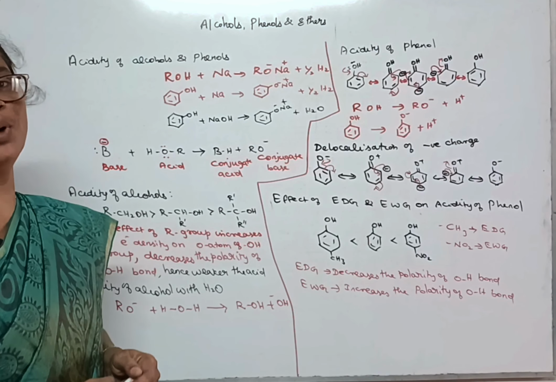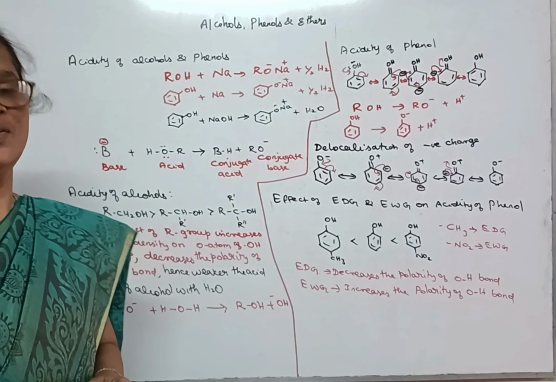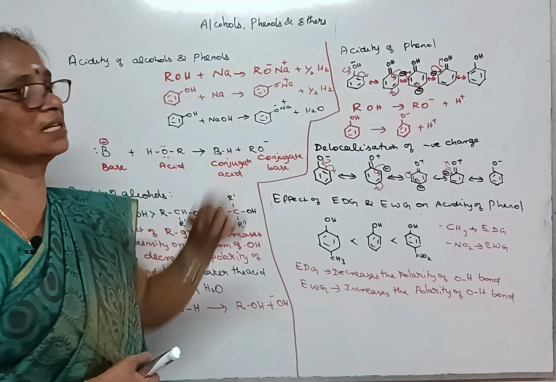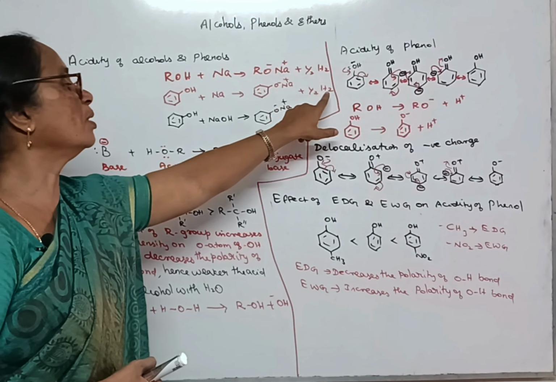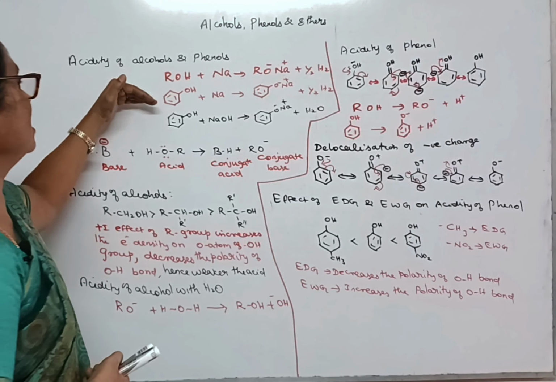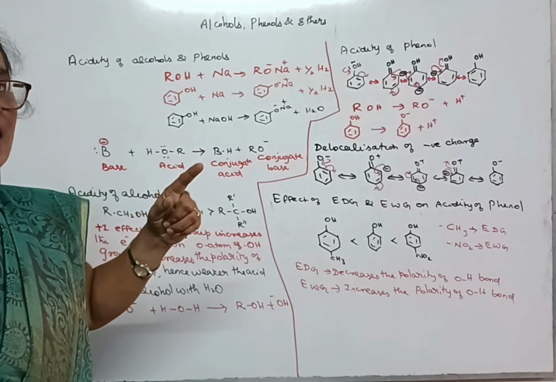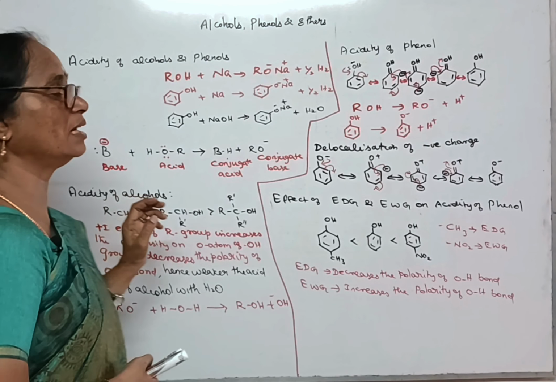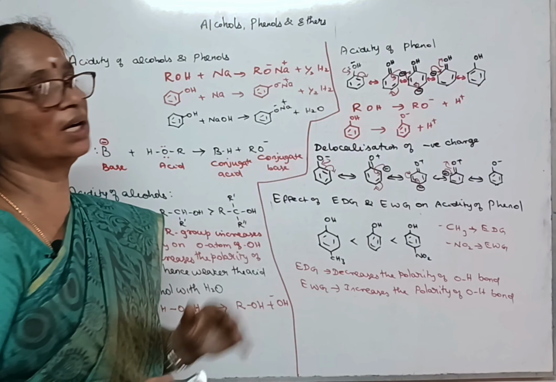Already we discussed the reaction of alcohols and phenols with metals. We said alcohol reacts with metal and displaces hydrogen. Phenol reacts with metal to release hydrogen and form sodium phenoxide. But in addition to the reactions with metals, phenol also reacts with strong bases like sodium hydroxide and potassium hydroxide to form sodium phenoxide and water.